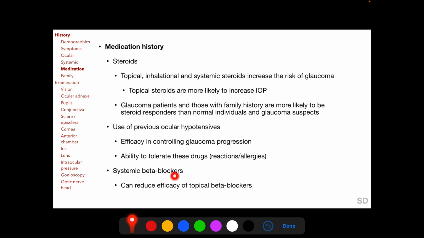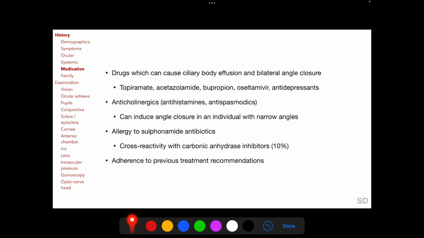Use of systemic beta blockers can reduce the efficacy of topical beta blockers, and certain drugs, particularly topiramate, can cause ciliary body effusion and bilateral angle closure. Acetazolamide, which is used as an ocular hypotensive agent, may itself cause ciliary body effusion and bilateral angle closure.